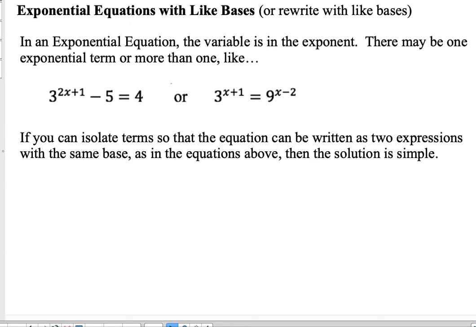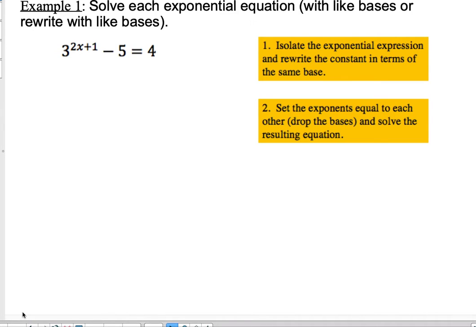And then the second one over there has 3 to the x plus 1 is equal to 9 to the x minus 2. So they look a little different, but we're still going to rewrite them with like bases and then isolate them. So let's work through a couple of different types here. Let's start with that first one: 3 to the 2x plus 1 minus 5 equals 4. We're supposed to solve this exponential equation.